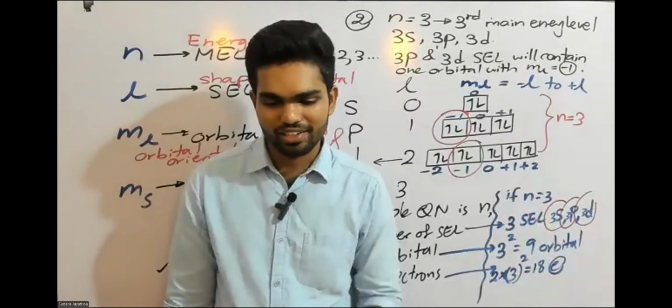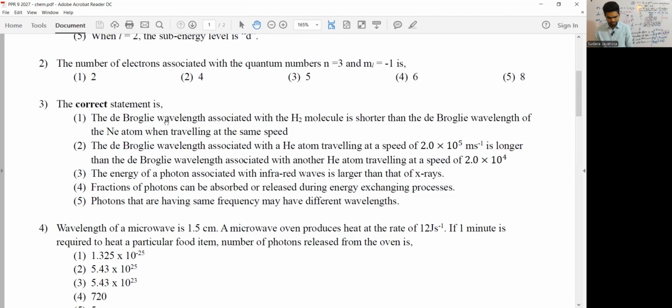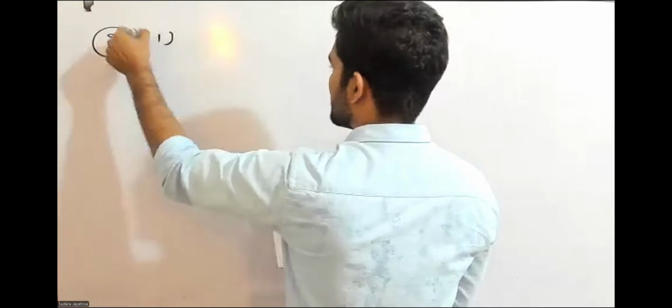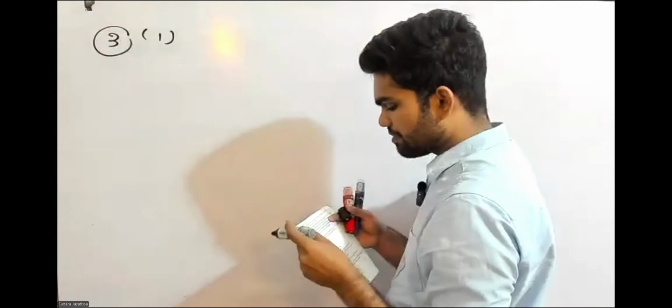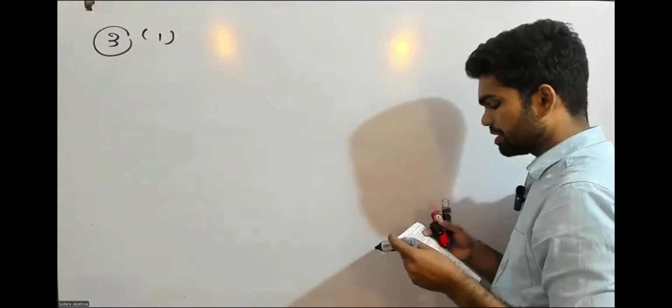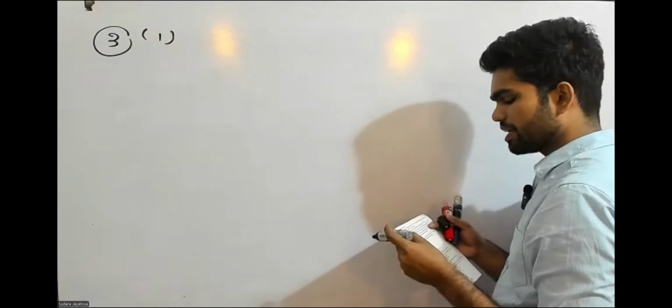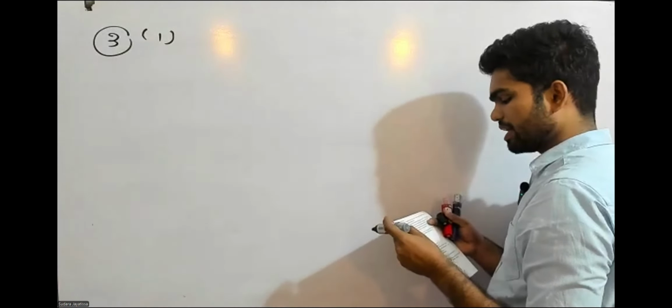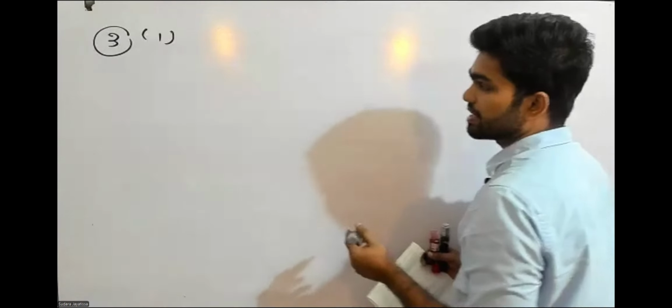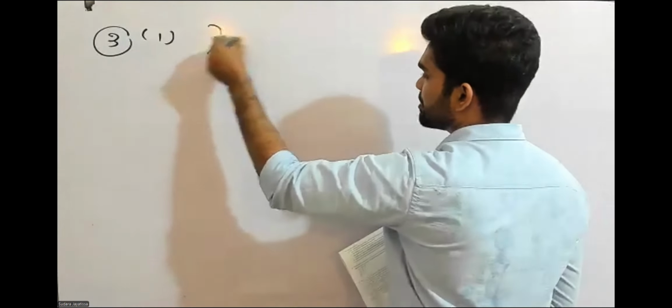Okay, right. So let's go to the third MCQ. There are 5 statements in this third MCQ, and you have to select the correct statement. That means 4 of them will be wrong, right? So the third question, first statement, is telling like this: the de Broglie wavelength associated with an H2 molecule is shorter than the de Broglie wavelength of a neon atom traveling at the same speed. So it's asking about the de Broglie wavelength.